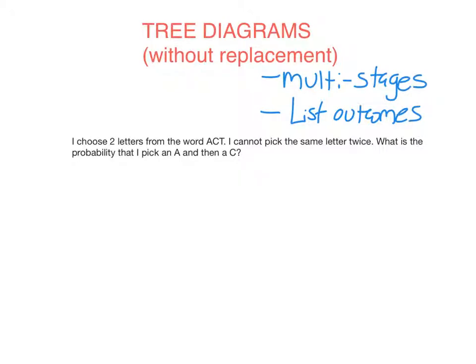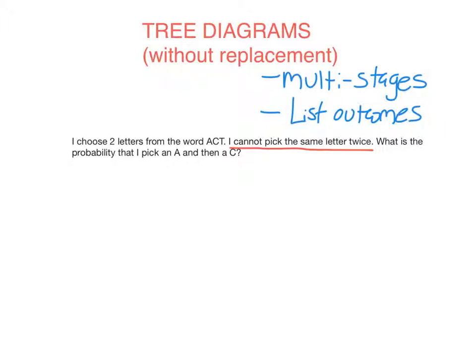So let's look at this example. I choose two letters from the word ACT, can't pick the same letter twice. What's the probability I pick an A and then a C? So what makes this different to what we were doing last lesson is this line here that says I cannot pick the same letter twice.